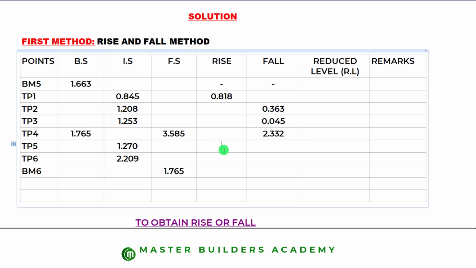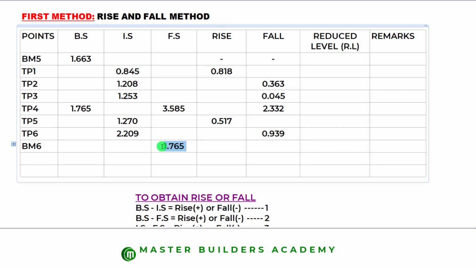So that positive value will be placed under rise, 0.5117. Now we have gotten that. Then we are now at TP6. So at TP6, our previous value is at TP5, which is what? Intersight. So we're going to be having intersight minus intersight. And if we subtract 2.09 from 2.270, we'll have a negative value of 0.939, and that is under 4. So we'll have 0.939. Are you there?